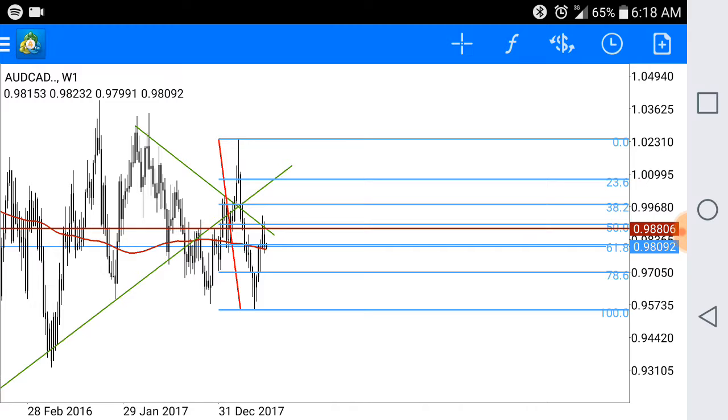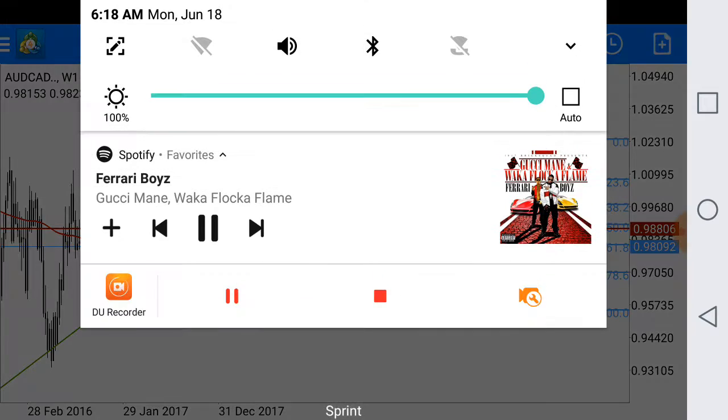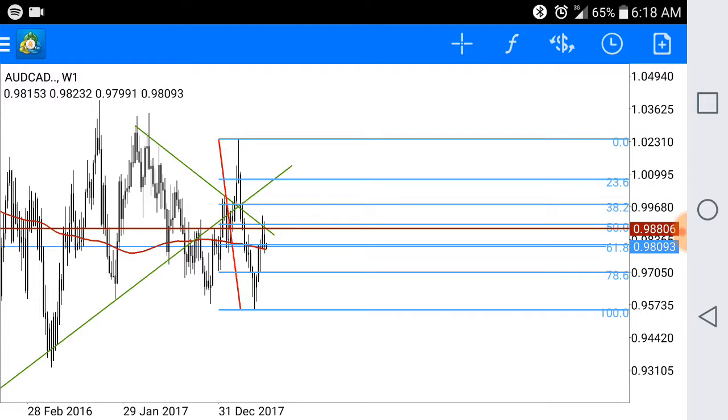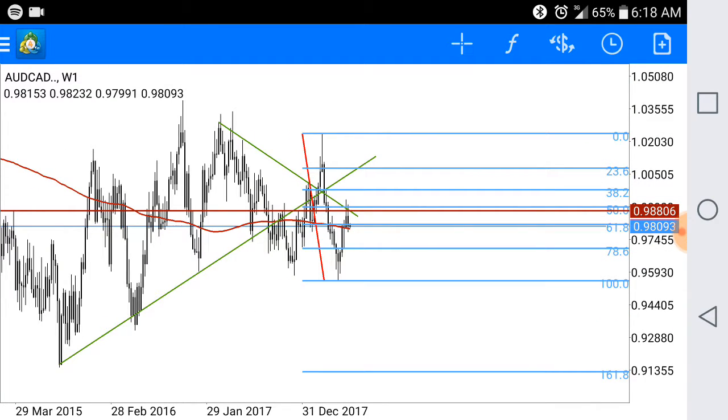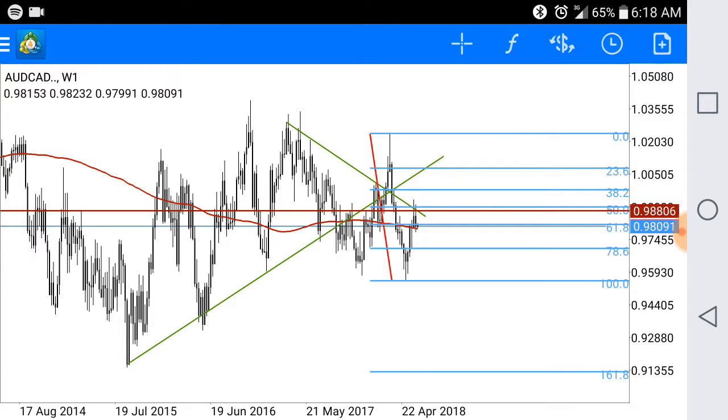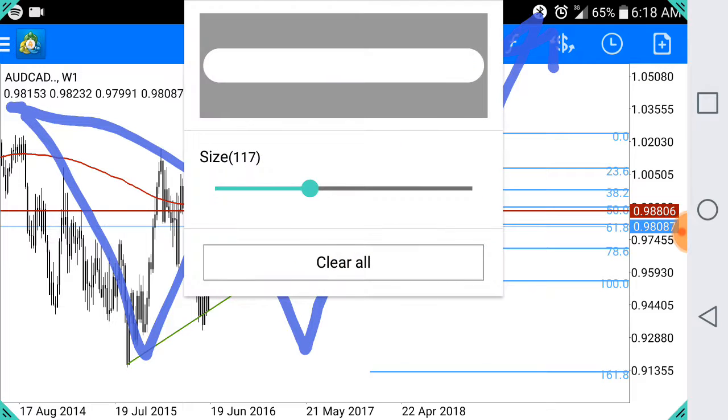Gonna go ahead and look at AUDCAD, okay? Today's date is July the 18th. If you go to the weekly chart, we had an uptrend, and then we broke the uptrend. Then we retested it, and now we're performing a head and shoulders. I'm gonna go ahead and show you guys everything that I just said.